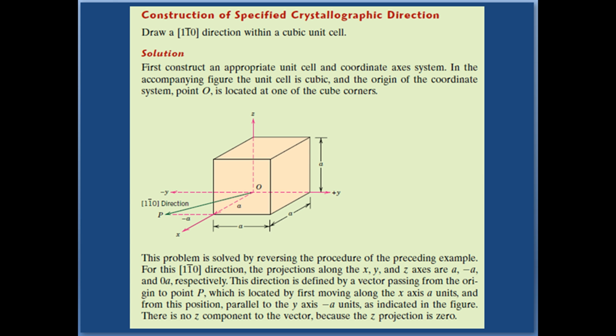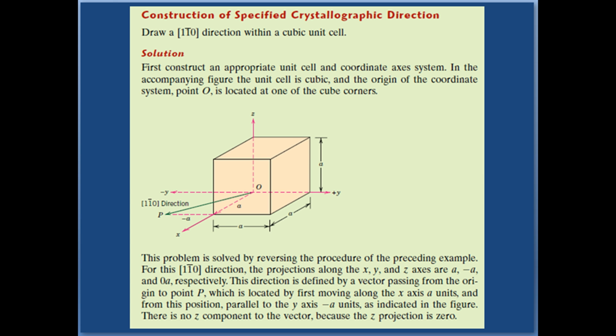What is given in this problem is the indices first, and based on these three indices, you are supposed to identify the direction. What we are supposed to do first is construct an appropriate unit cell and coordinate axis system. It is our first step. In the accompanying figure the unit cell is cubic and the origin of the coordinate system, point O, is located at one of the cube corners.